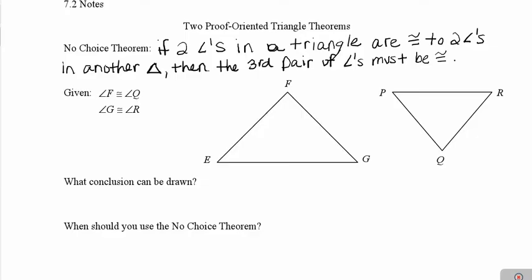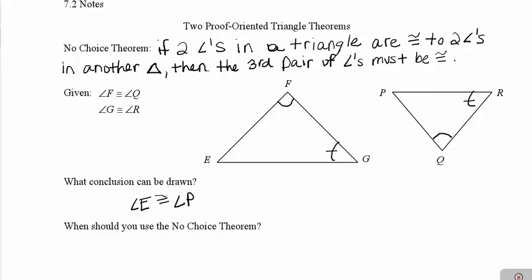Okay, so if we look at the diagram below, we're given that angle F is congruent to angle Q and angle G is congruent to angle R. From there, what conclusion can be made? Based on the no-choice theorem, we know that angle E must therefore be congruent to angle P. Now, where does this come from?